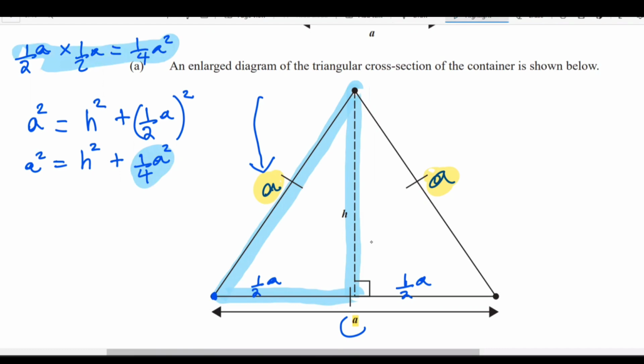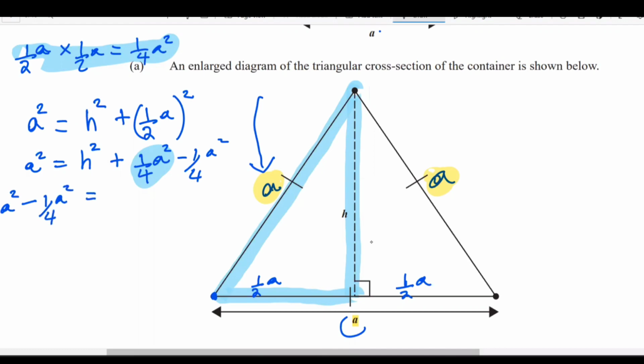So what we're going to do now is gather everything on one side, leaving that H. So A square, then we're going to subtract quarter A square from both sides. So it's going to be subtracted from this side.